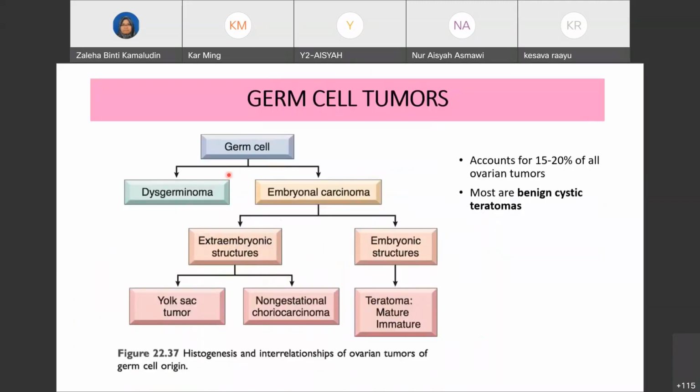So again, the classification of the germ cell tumor can be divided into dysgerminoma. In testis, we call it seminoma, but in ovaries, we call it dysgerminoma. So in questions later on, make sure you read the detailed history, whether male or female, so that you will not miss the name of this one. If female, we call it dysgerminoma.